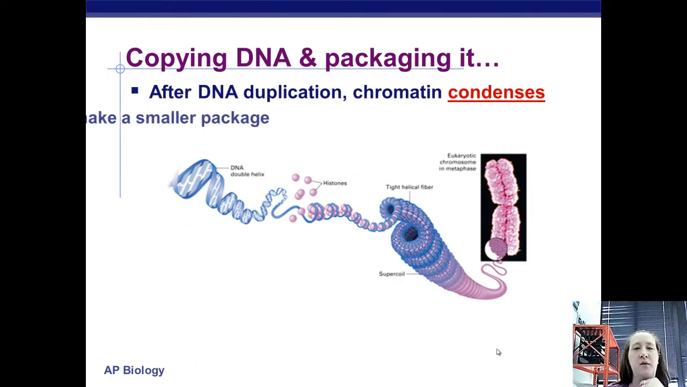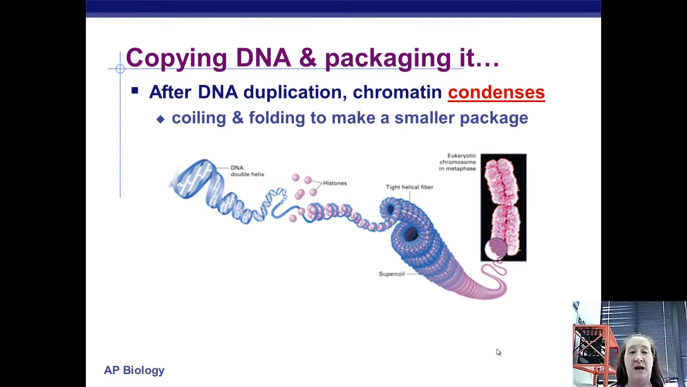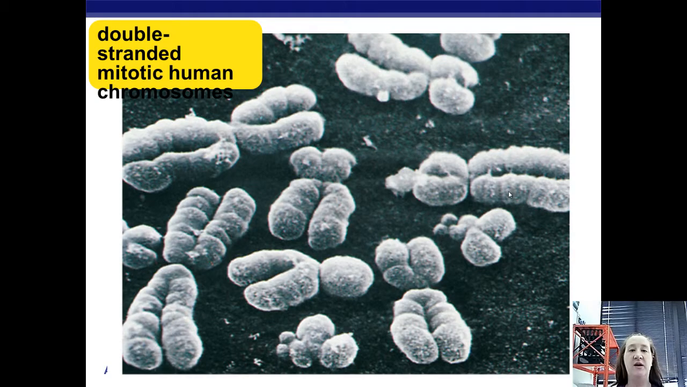So after the DNA has been replicated in the S phase, it's going to start to condense and form these really tight double-stranded chromosomes. So this whole side of the X is one set of the DNA, and this whole other side of the X is the other set of the DNA. Each half of the X is identical, and they're held together in the middle at a spot called the centromere. So that's what double-stranded human chromosomes look like.